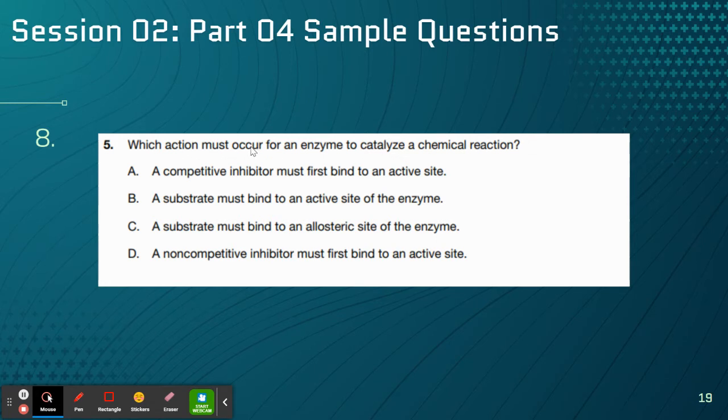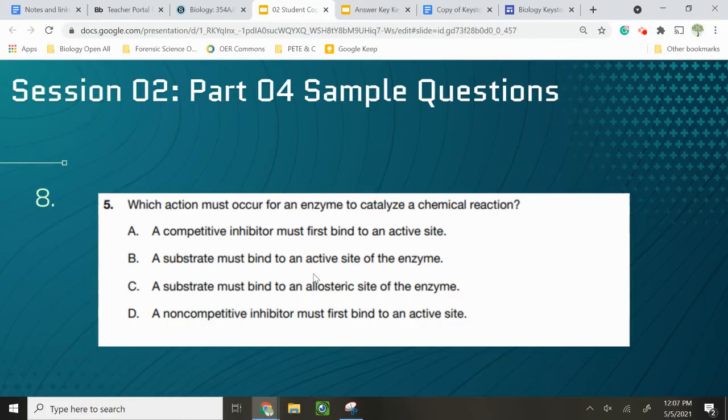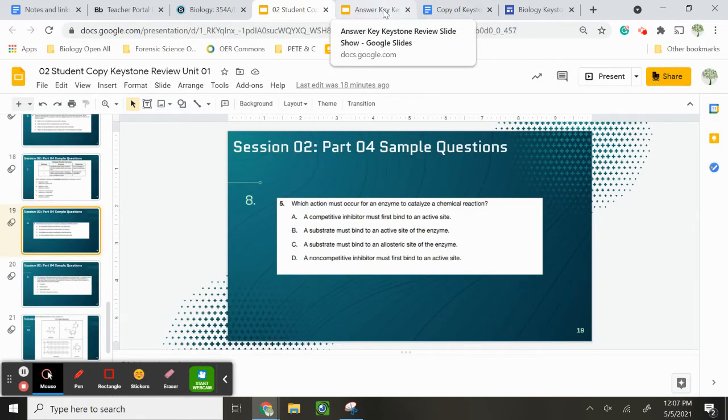So what action must occur for an enzyme to catalyze a chemical reaction? How do we get our enzymes to start working like that lighter fluid? A competitive inhibitor must first bind to an active site. A substrate must bind to an active site of the enzyme. A substrate must bind to an allosteric site of an enzyme, or a non-competitive inhibitor must first bind to an active site. Think about this for a second. Answer it in your Ed Puzzle. It's a tough one, guys.